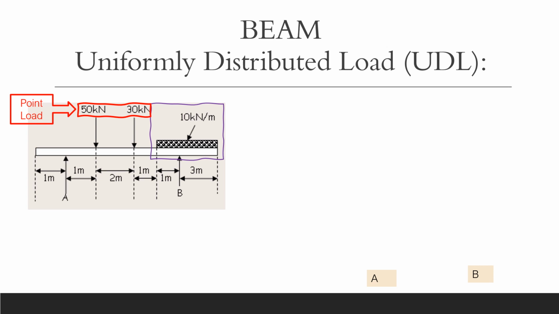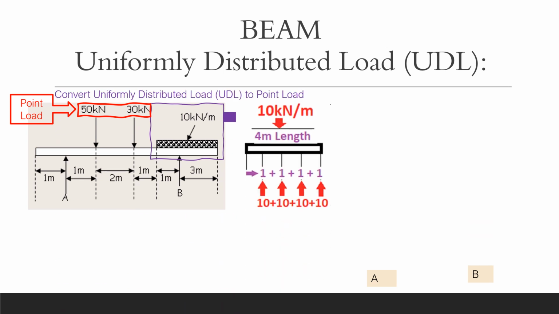So the idea is 10 kilonewtons per meter is the weight of this material, this item. So what would we do? Well, to do our calculations, we want to convert it into what we call a point load so that everything's really clear. We've got our loads and then we've got our reactions. So how would we do this?